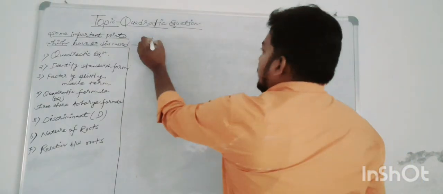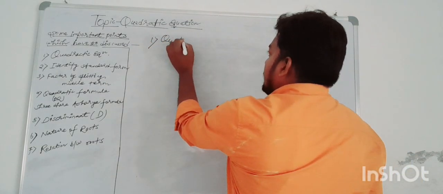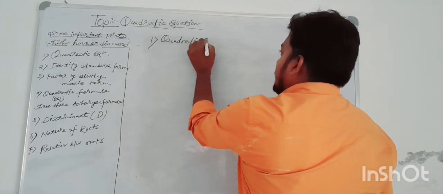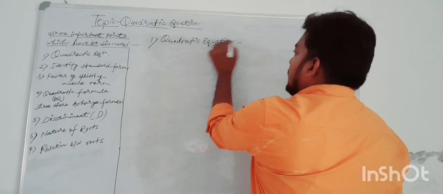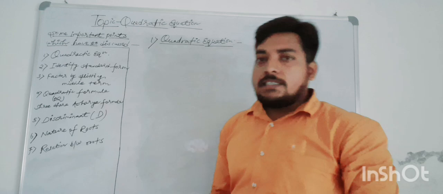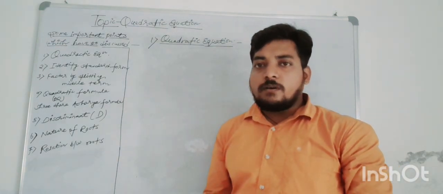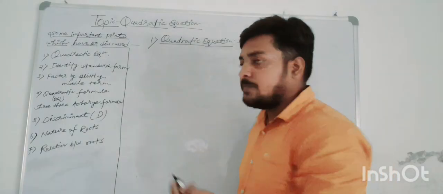So first is quadratic equation. Basically, a quadratic equation is a second degree polynomial equation which is written in the form of ax square plus bx plus c is equal to 0.